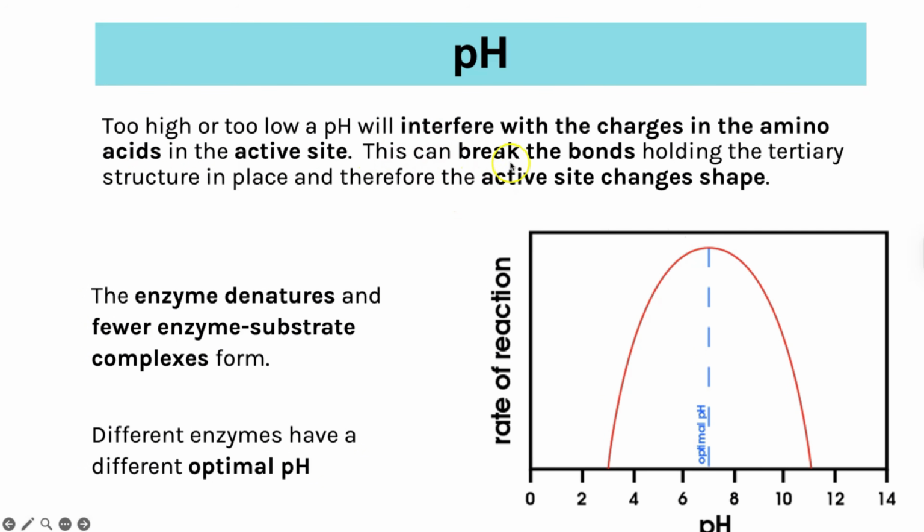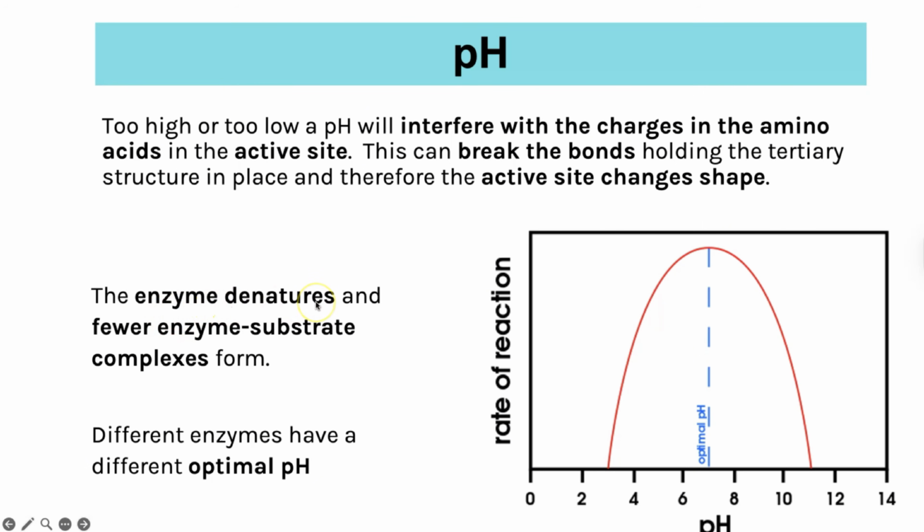And this again causes a break in the bonds. So if you've got too high a pH, that means you've got too many OH minus ions. Too low a pH, which is more acidic, you've got too many H plus ions. And because you've got two lots of ions there, whichever it is, those ions interfere with those charges, causing the ionic bonds that are holding the tertiary structure in place to break. So same idea again, the bonds break, that means the tertiary structure unfolds and you lose that unique 3D shape.